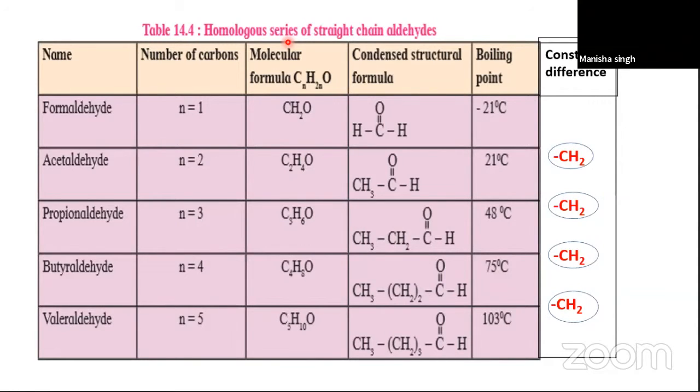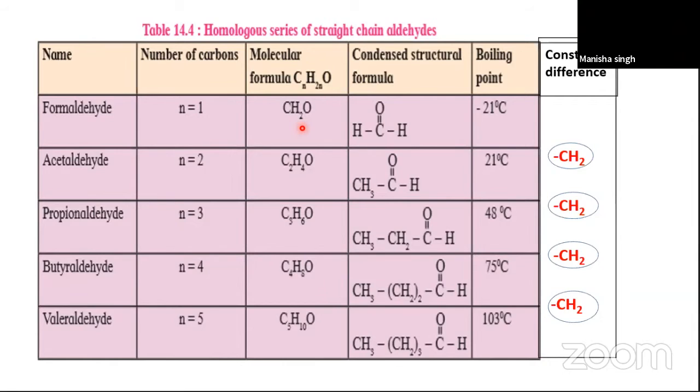So here one example is taken of aldehyde. So you can see first one, formaldehyde. Now formaldehyde, it contains one carbon atom, n is equal to 1. And the general formula is CnH2nO. So in same formula, Cn means C is 1, then hydrogen will be double of that, 2n, so it is 2n, O. And the condensed structural formula is like this: H-C double bond O-H.